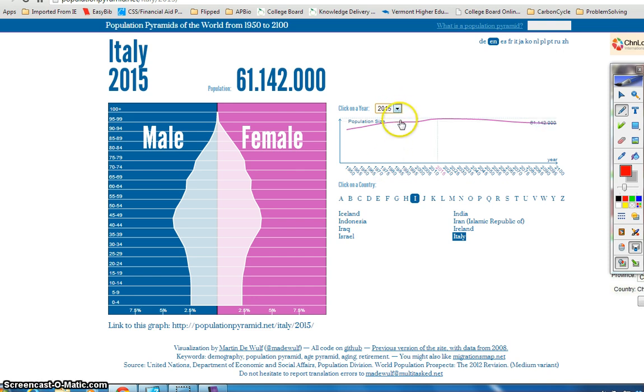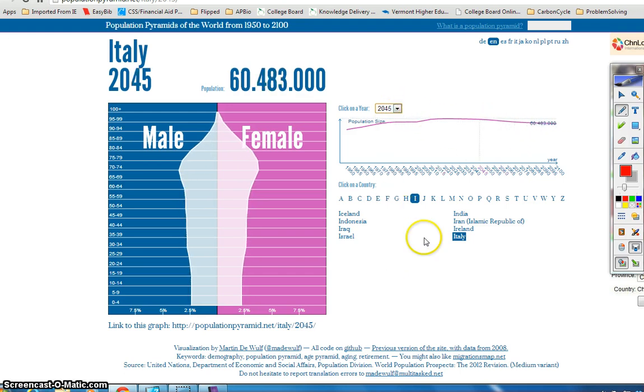Population, Italy is actually declining. And if we look at this graph over here on the right, we can see that that line is dipping down. And as we go ahead to 2045, look at the shape of the pyramid. There's this big bulge. They're going to have a much older population with relatively few younger individuals.